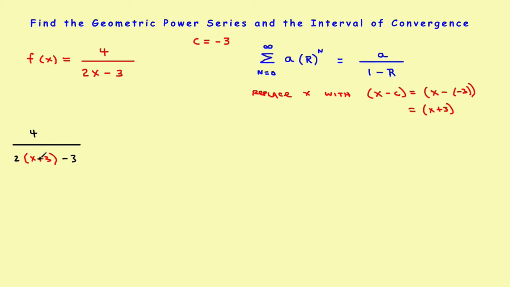Now, since I added 3 inside the parentheses, the question becomes, what do I have to either add or subtract outside the parentheses? And again, if it helps you, sometimes I think it's easier just to come down and distribute this 2. So the question is, what did I really add there? Well, distribute the 2, and you'd get 2x plus 6 minus 3.